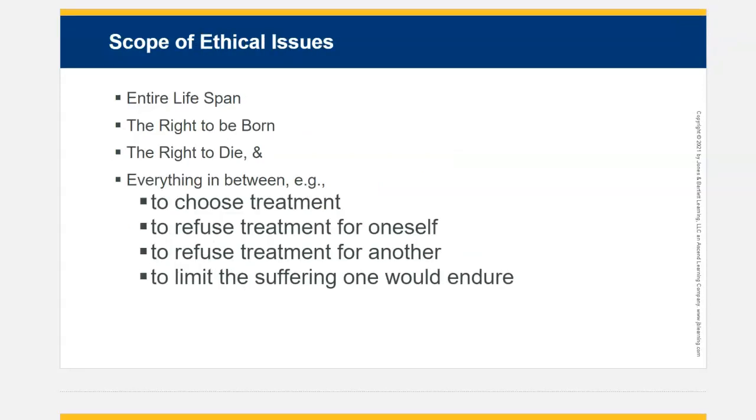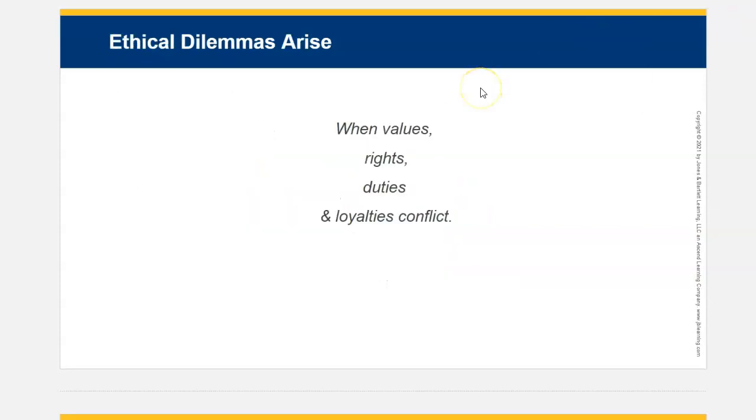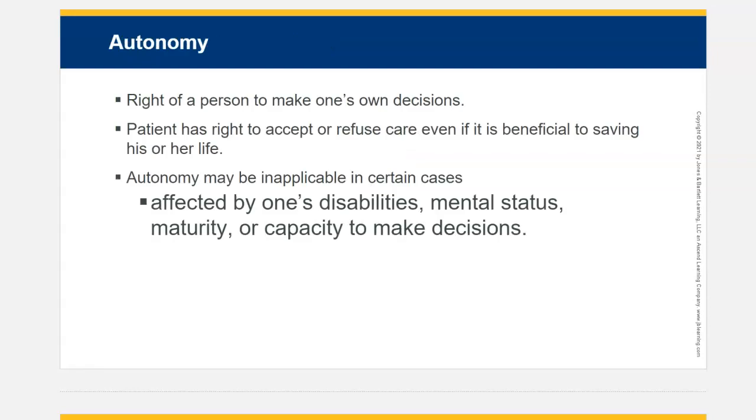Scope of ethical issues. Again, this is not following the book, but yes, there are definitely ethical issues regarding the entire lifespan, right to be born, right to die, etc., and everything in between, like the PowerPoint says. Ethical dilemmas arise when values, rights, duties and loyalties conflict. This happens every day in healthcare at all sorts of levels and in all sorts of realms. I can't speak to every healthcare facility, but every single hospital across this nation will have an ethics board. That is how woven in and out ethical dilemmas come up in healthcare.